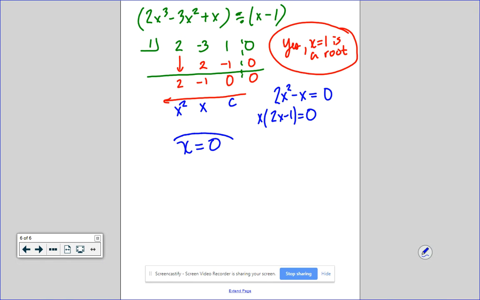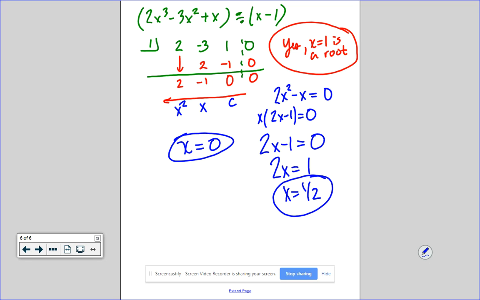So x equals 0. There's your second root. 2x minus 1 equals 0. Solve for x. 2x equals 1. So x equals 1/2. So there are your 3 roots: 0, 1/2, and 1. So you lucked out in this one because everything factors. Yes, you could have done the quadratic formula and just used c is 0.